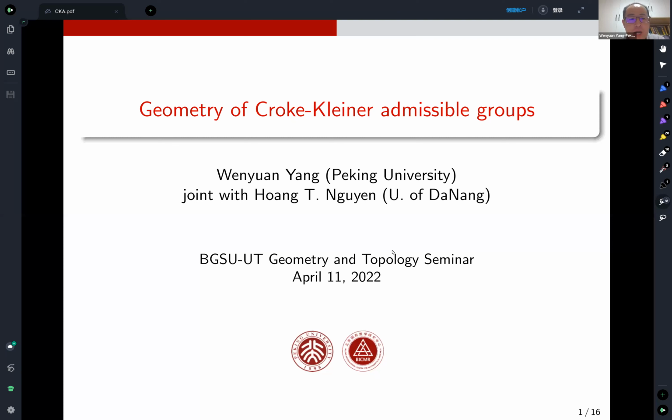So today I will talk about the geometry of Croke-Kleiner admissible groups. This class of groups was introduced by Croke-Kleiner in 2002. This class of groups was modeled on the fundamental group of graph manifolds. So my talk will consist of 3 parts.